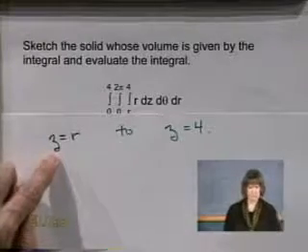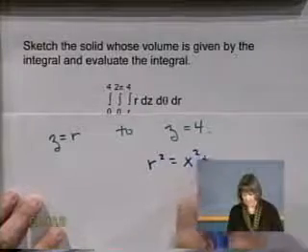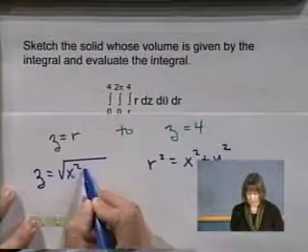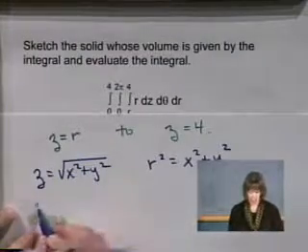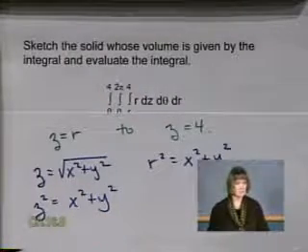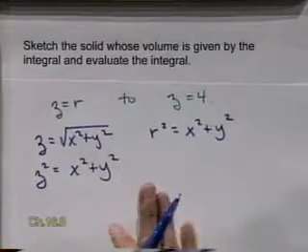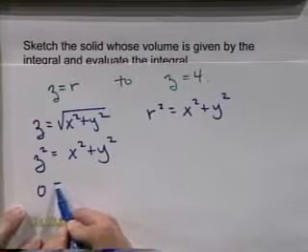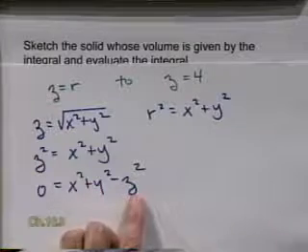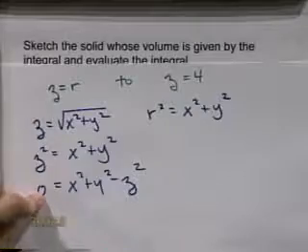This one's not as obvious to me, but remember, in polars, r squared is x squared plus y squared. So this is z equals the square root of x squared plus y squared, or z squared is x squared plus y squared. What's that a graph of? We've done it a million times today, or at least twice. It's a cone. If you want, you could write 0 equals x squared plus y squared minus z squared. When you have x squared, y squared, z squared, and just one is the odd man out, and you have equals 0, you've got yourself a cone.